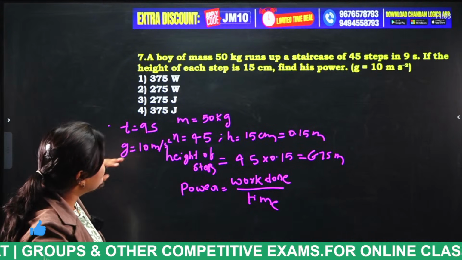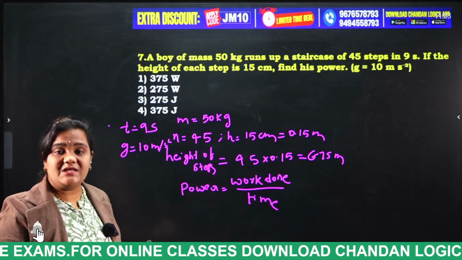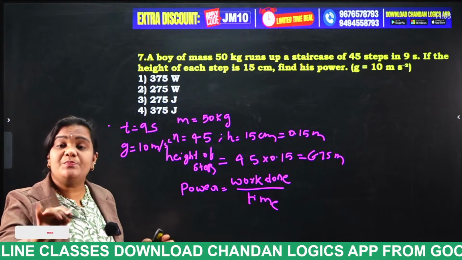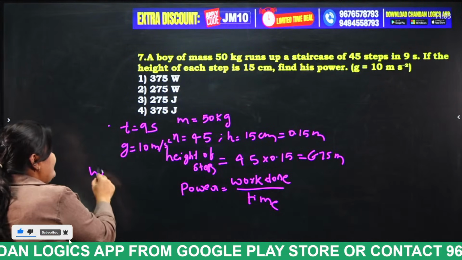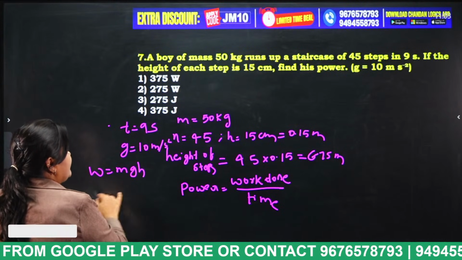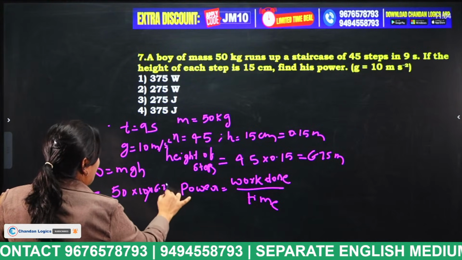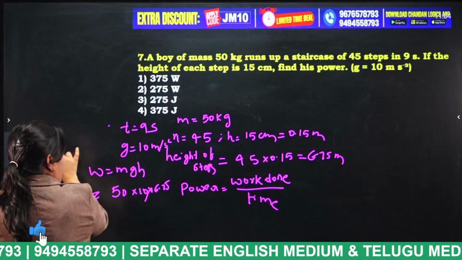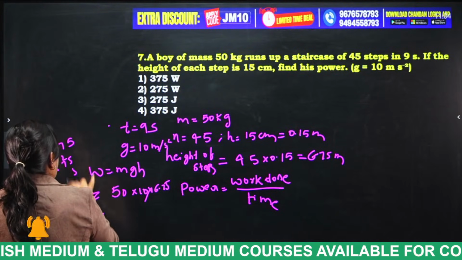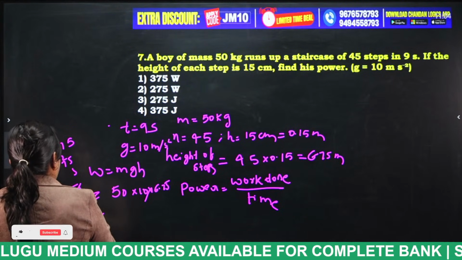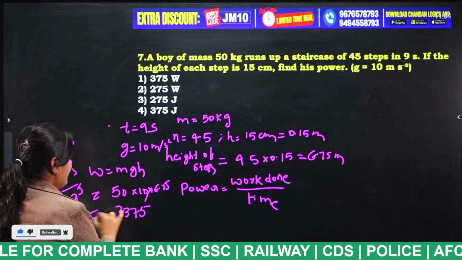If we consider a staircase, what is happening, students? The energy possessed by virtue of its position, we call it as what? Potential energy. Now work done here becomes what, students? mgh. That is nothing but 50 into 10 into 6.75. So what might be the answer? 6.75 or 675 into 5, 3375. Okay, 3375 is the work done.